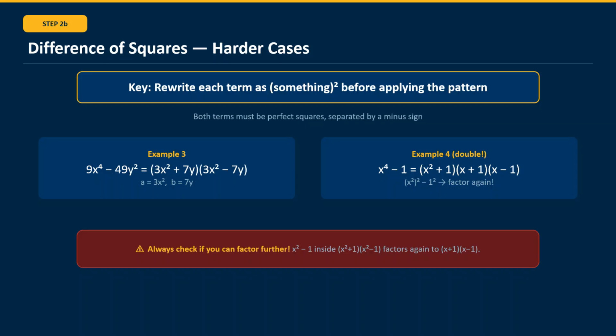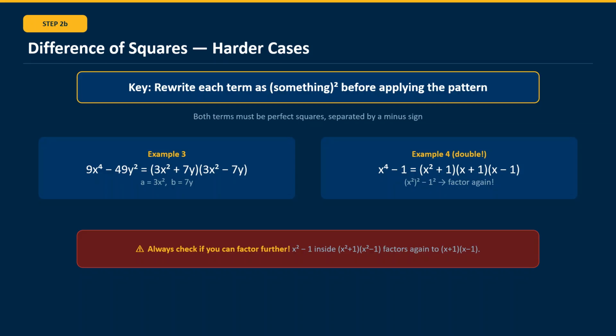Now let us push the difference of squares pattern further with harder examples. First, 9x to the 4th minus 49y squared. Rewrite this as 3x squared, quantity squared, minus 7y, quantity squared. So a equals 3x squared and b equals 7y. The result is 3x squared plus 7y times 3x squared minus 7y.